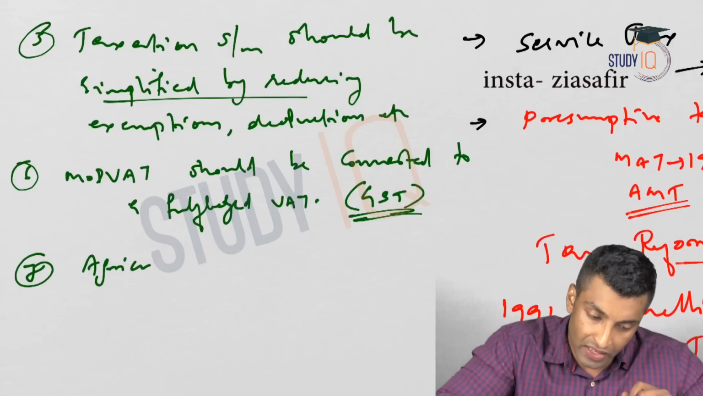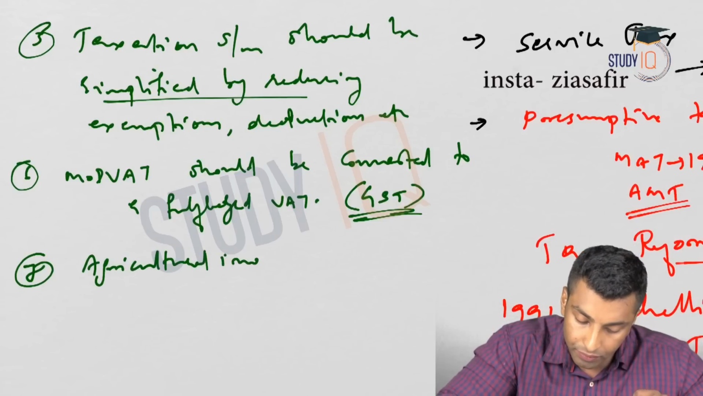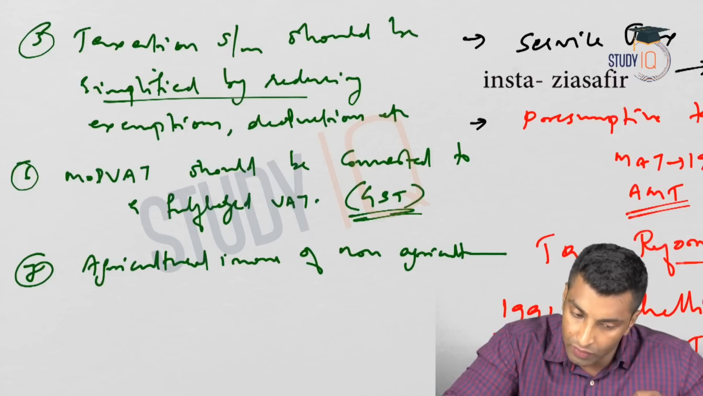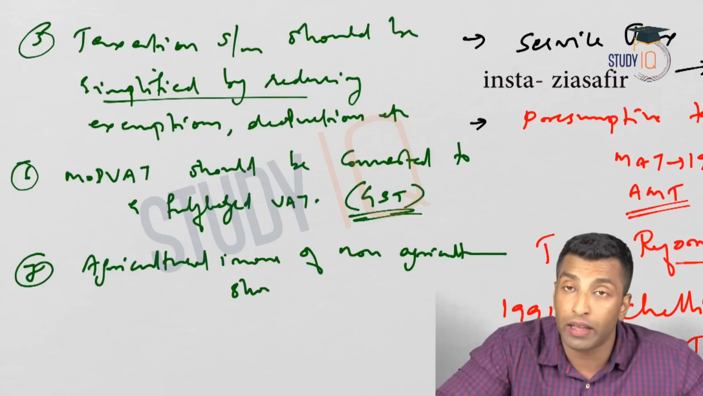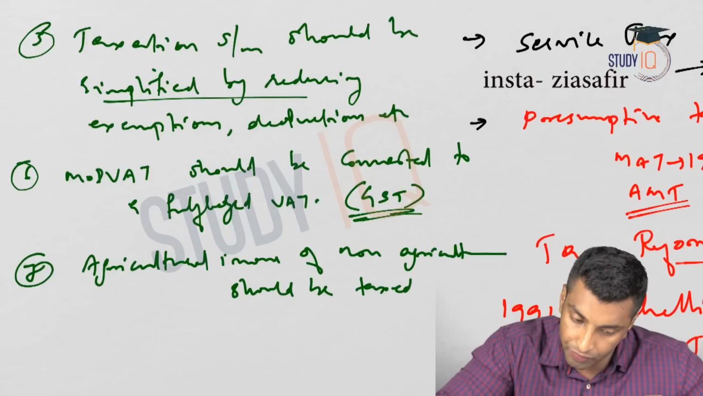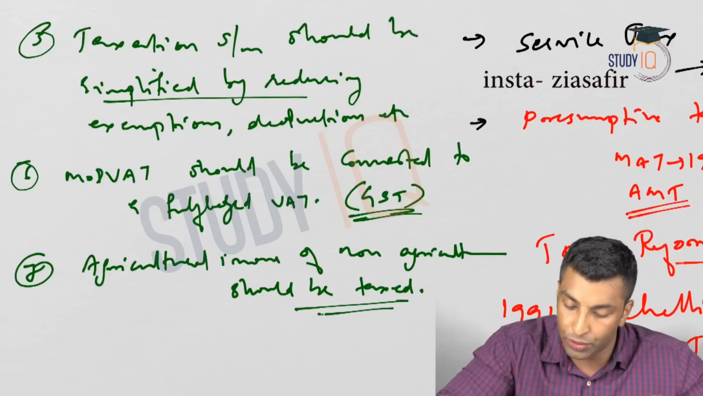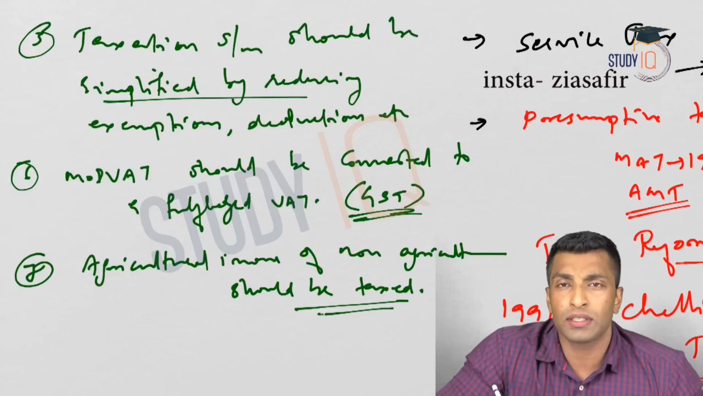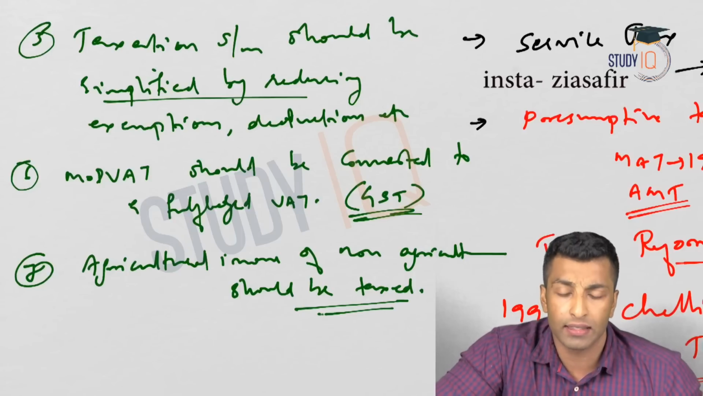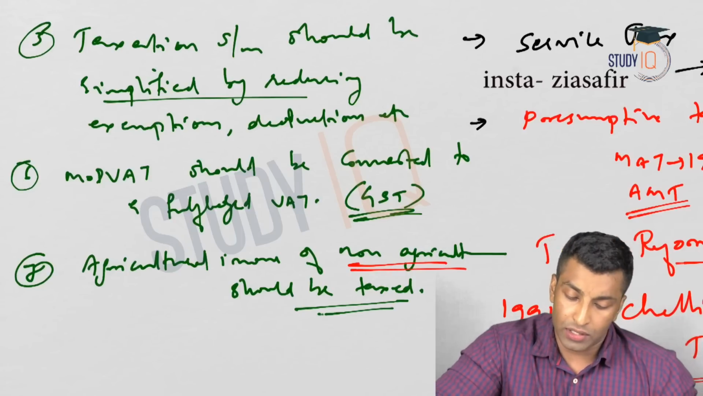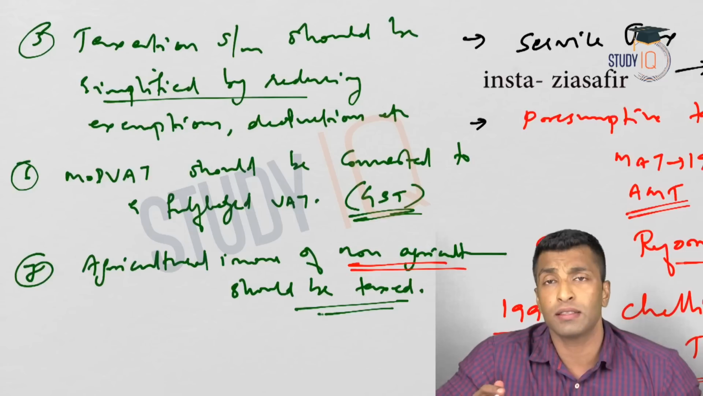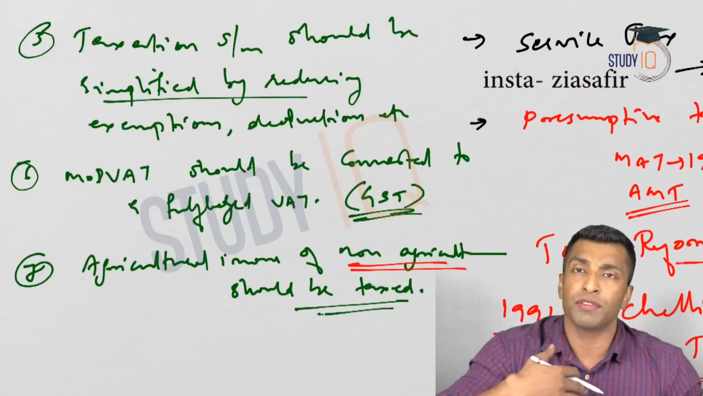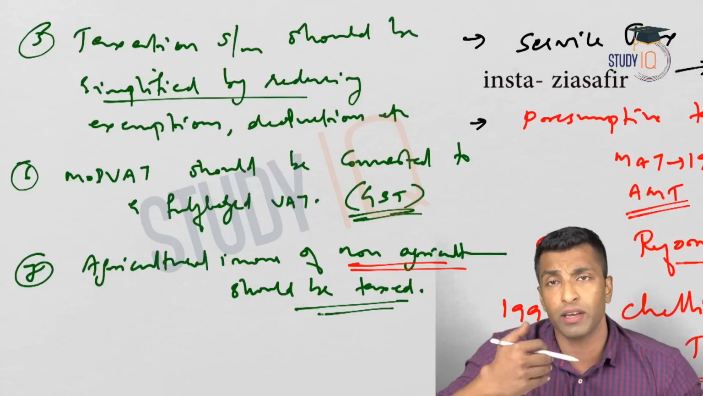Next, agricultural income of non-agriculturists should be taxed. But this was not accepted by the government at that time. Later, the Kelkar committee, which we are going to discuss next, recommended the same suggestion. Non-agriculturists are not regular agricultural laborers or agriculture-dependent people. They have some other jobs, they may be working somewhere else, and they earn from those as well.